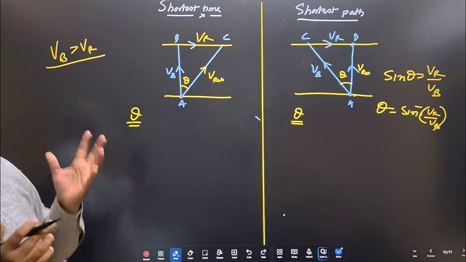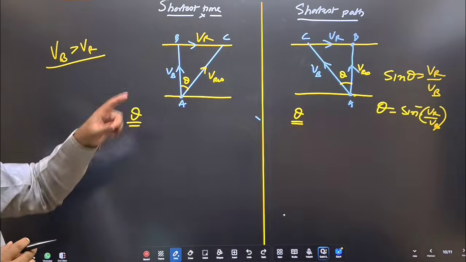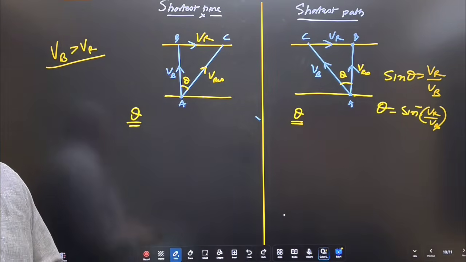Now see, here also I know boat velocity, I know river velocity, so I know the opposite side, I know the adjacent side. What should I do now?